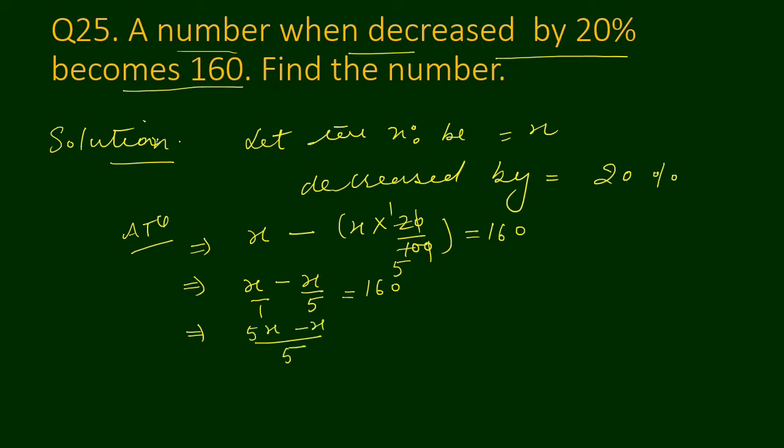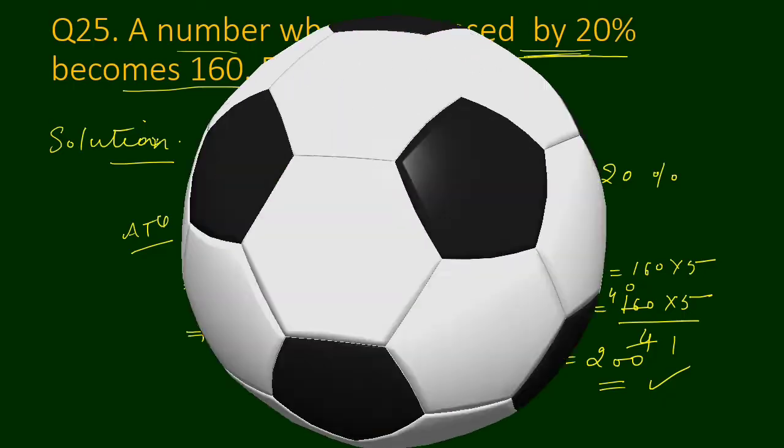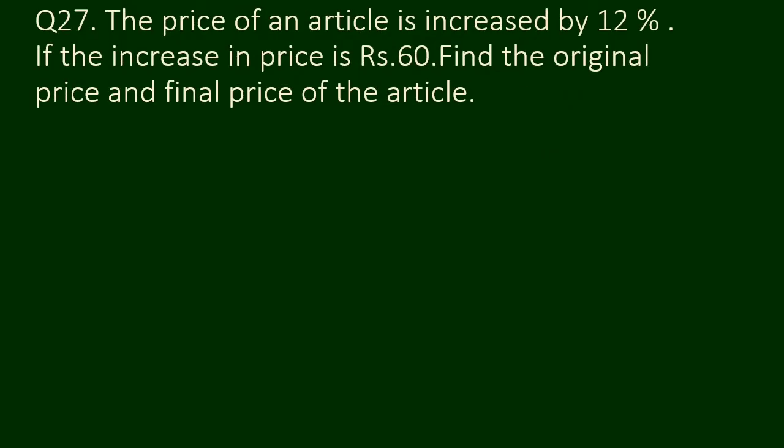After that you know the steps. 5x minus x equals 160. You will do cross multiplication. 4x equals 160 into 5, x equals 160 into 5 upon 4. 4 ones are 4, 4 fours are 16, and 0 as it is. So the number was 200 when it is decreased by 20%. Clear? If I decrease this number by 20%, I'll get 40, and if you subtract 40 from 200, you will get 160.